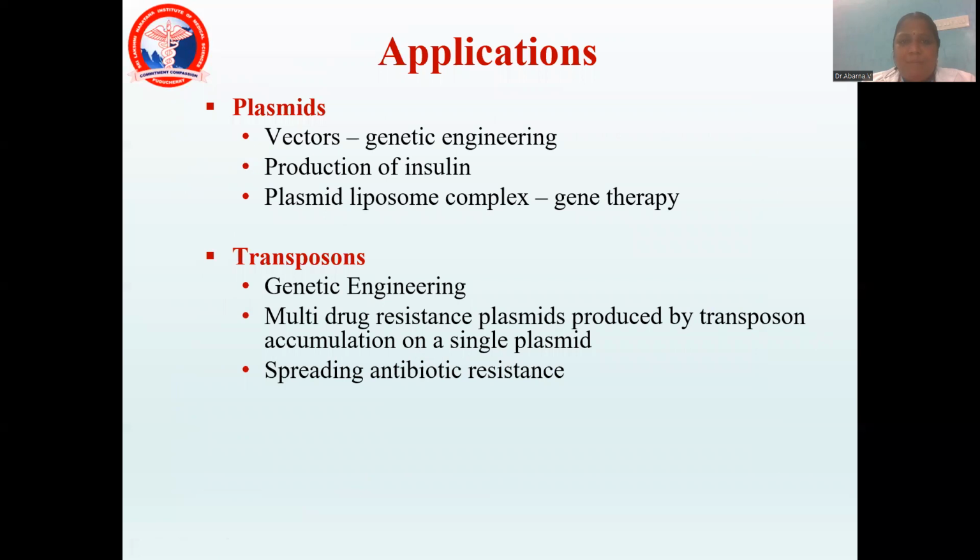And where are these applied? As we discussed earlier, plasmids are generally used as vectors in genetic engineering. They are very helpful in the production of many medicinal products like insulin. And plasmid-liposome complexes are generally used for gene therapy. Transposons are also used in genetic engineering. Multi-drug resistant plasmids produced by transposons, with accumulation of genes in a single plasmid, are the major cause of drug resistance, and they are the cause of spreading antibiotic resistance.